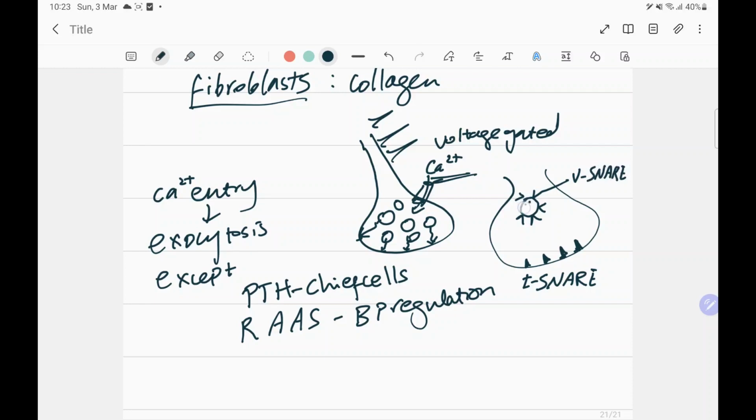And you have these acetylcholine molecules bound inside them. Now the V-SNARE and the T-SNARE are going to fuse and fit like a lock and key, and that is going to cause the exocytosis. Okay? Can exocytosis in the neuron happen without V-SNARE, T-SNARE interaction?